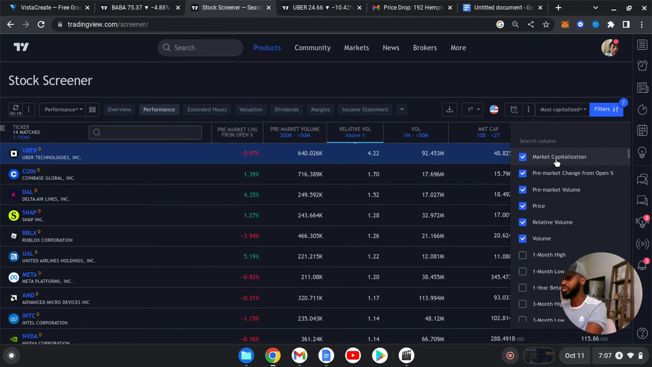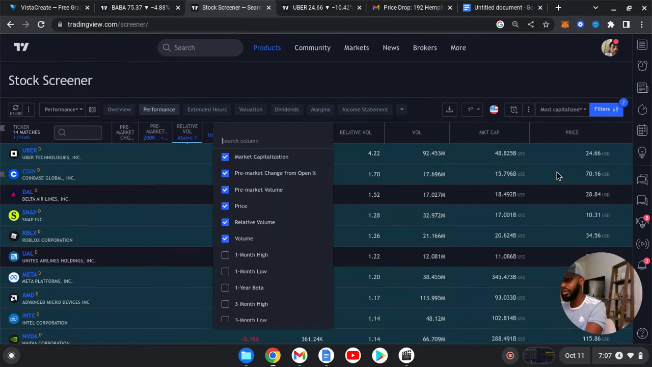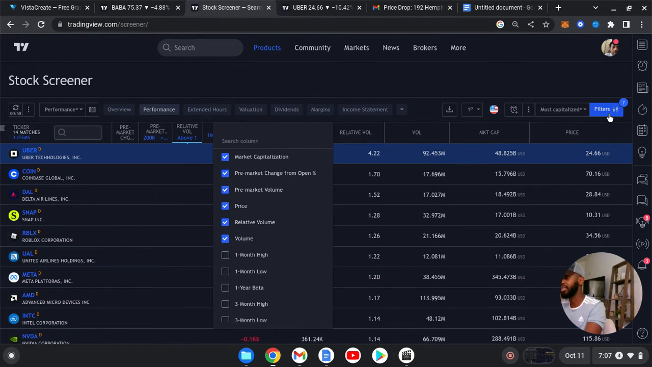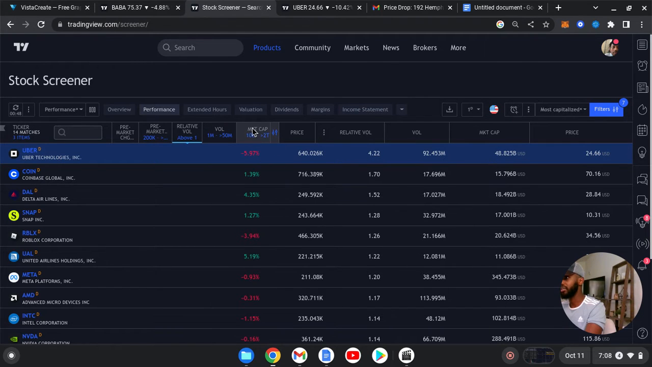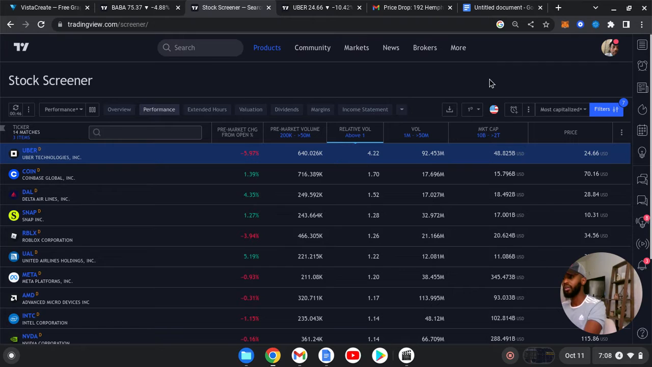Market cap. So for market cap, this is measuring the size of a company. So we know, for instance, Apple has a market cap of, I don't know, maybe 2 trillion or something now, or a little below 2 trillion. We see our pre-market change from open percent, pre-market volume, price, relative volume, and volume. I use all of these and I filter it like this.